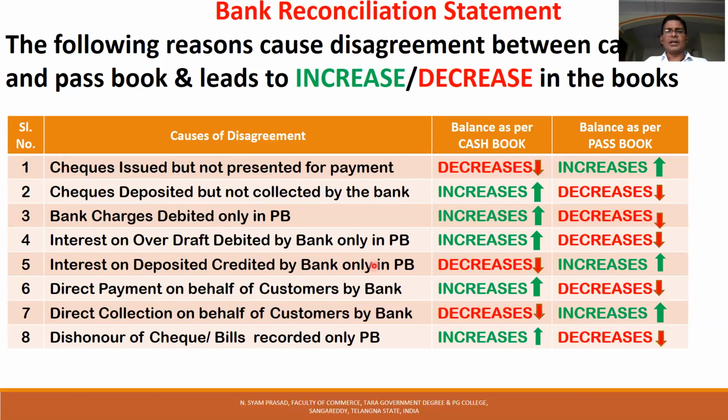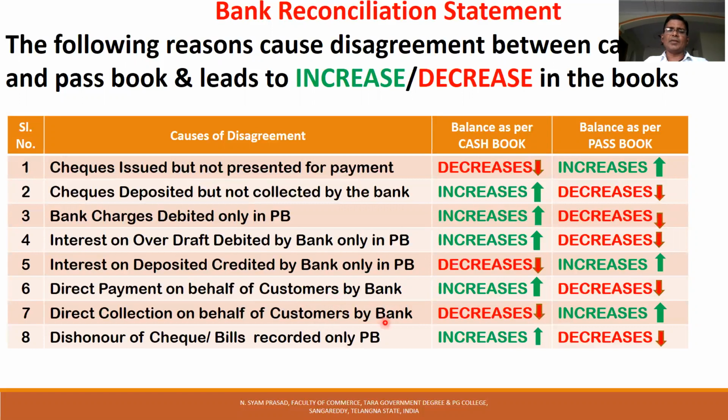Interest on deposits credited in the passbook. We have some deposits in our bank, and some interest is credited by the banker. Automatically, our passbook balance, bank balance, increases, but there is no intimation. We did not record it, so the cash book balance decreases. Direct payment on behalf of customer by the bank. Directly, some insurance premium paid by the bank. Whenever the bank pays, our bank balance decreases according to passbook, and there is no intimation, there is no record in the cash book, so the cash book balance increases.